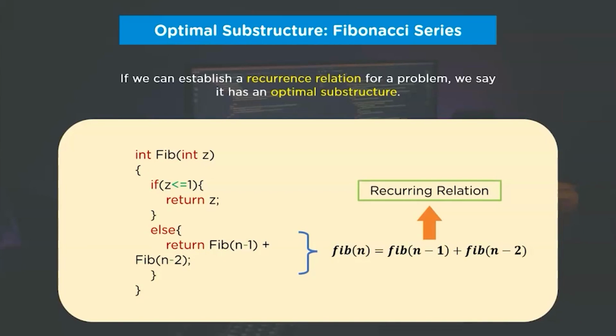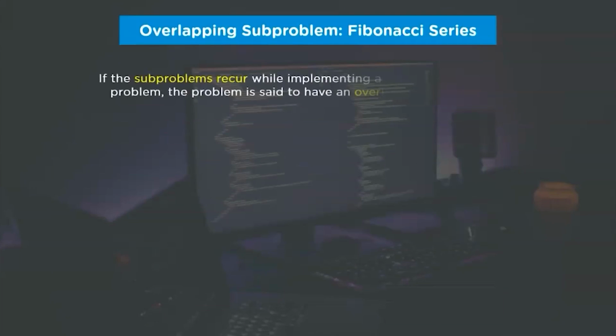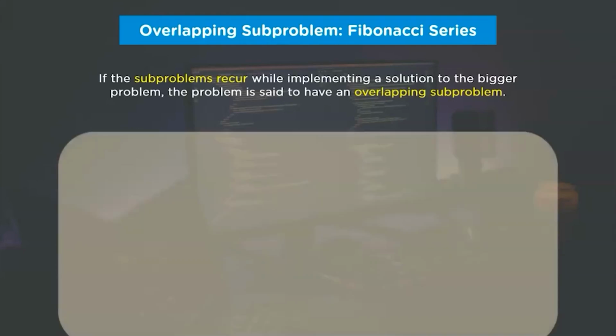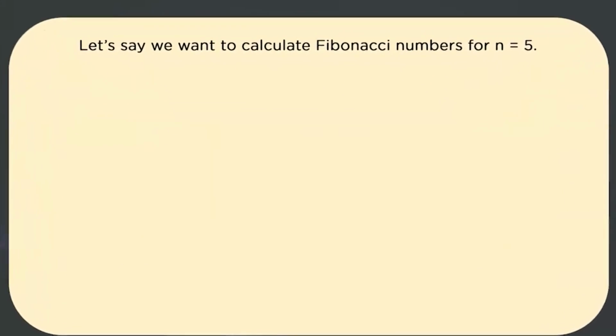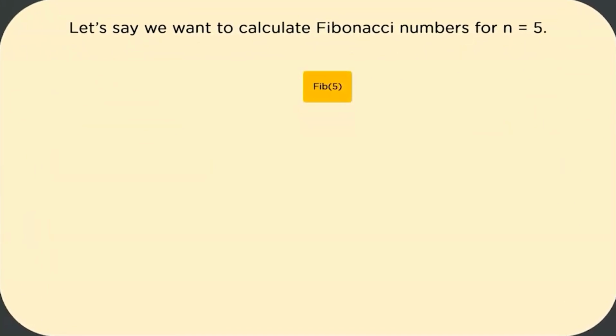Now what about the overlapping subproblems? Well, a problem is said to have overlapping subproblems if any subproblem repeats while implementing the solution to the broader or larger problem. Let's say we want to calculate a Fibonacci number for n equal to 5. The first activation record that will enter the memory stack will be fib of 5. And to calculate the Fibonacci value for 5, our recursive program will call fib4 and fib3.